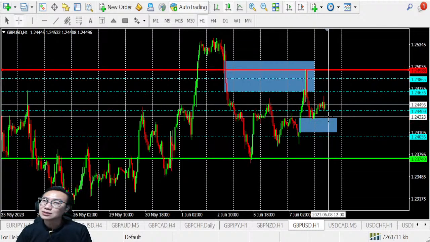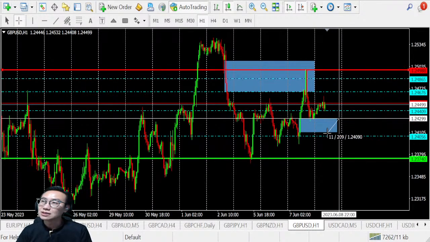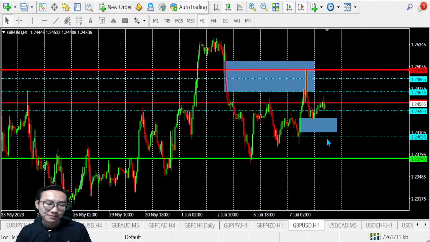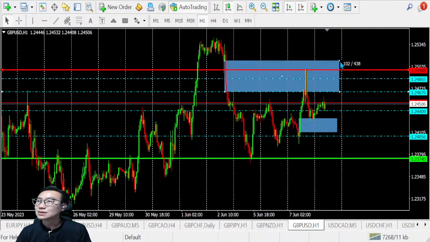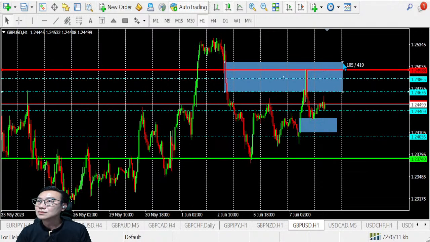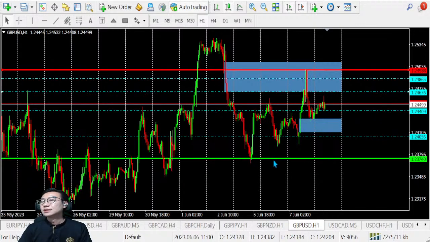Once it enters into this box here, then I think that will be good for about 20 pips. So let's see where it is going first, because currently it's very obvious that we are stuck in between here. So let's see where it is going before we take action.